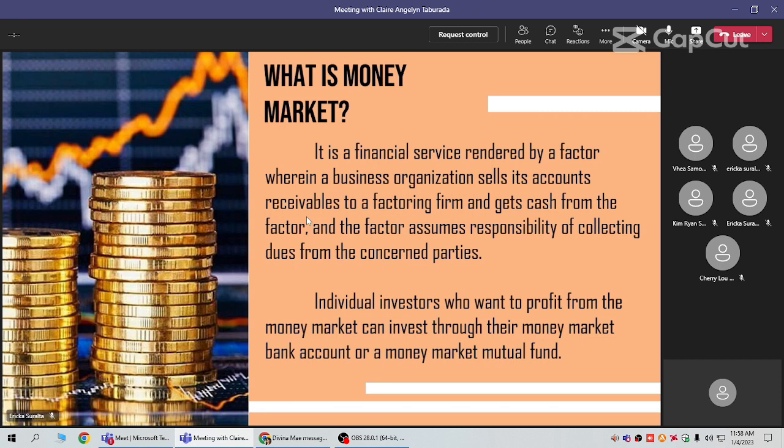So, some of the instruments traded in the money market include the treasury bills, certificate of deposits, commercial paper, federal funds, bills of exchange, and short-term mortgage backed securities and asset backed securities.